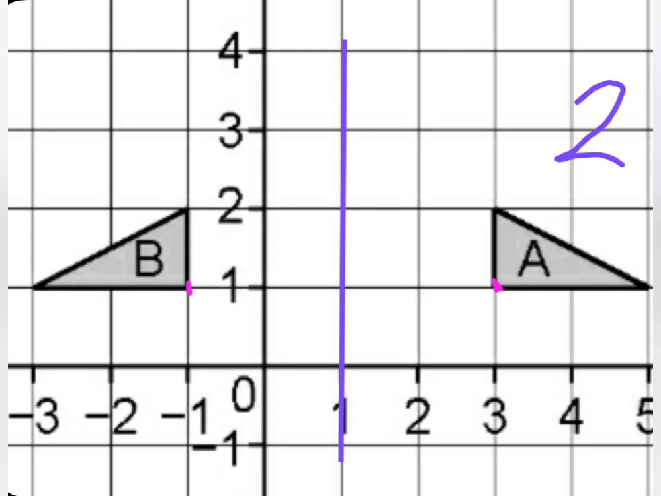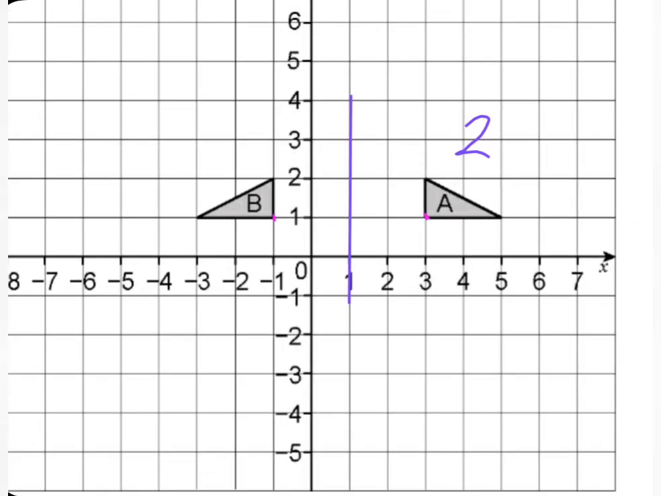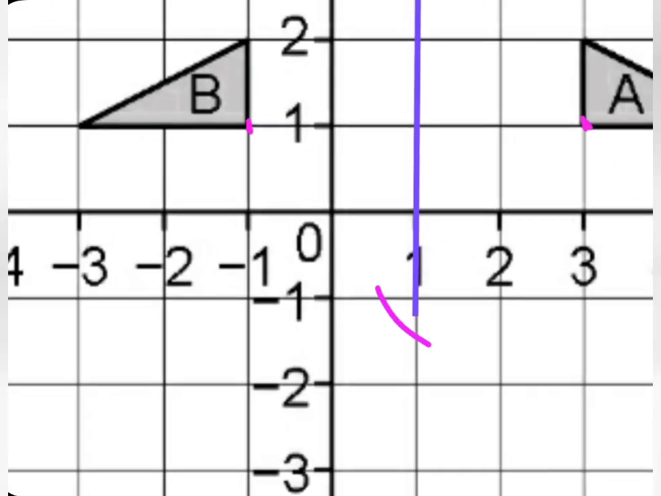Very good. Now, lines of reflection are always in the midpoint or the middle between the two shapes, or the shape and the image. Now, we have to describe this line. This line here touches what? Very good. It touches the x-axis at 1.